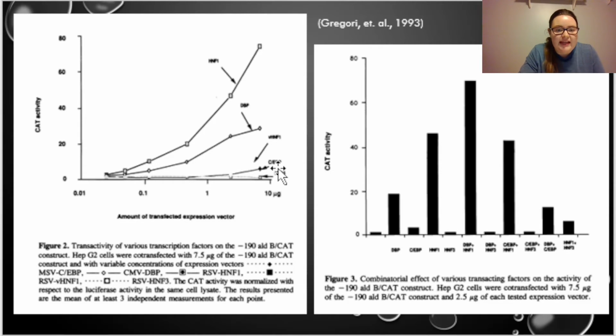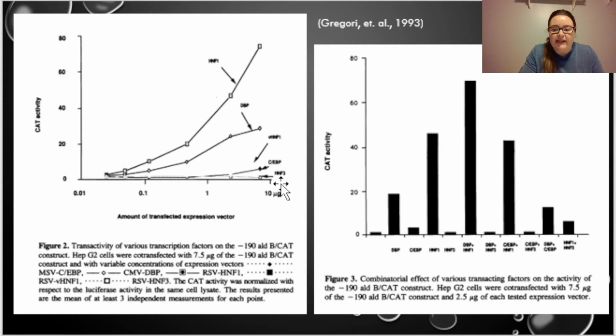And then the next one is the CEBP. It's this one right here that starts and then stays there on that x-axis and only increases a little bit. So both of them have very low catalytic activity. So they are very weak activators. They are definitely not as strong in catalytic activity as HNF1 or DBP, which are the transactivators. So they are the weak activators with low catalytic activity.